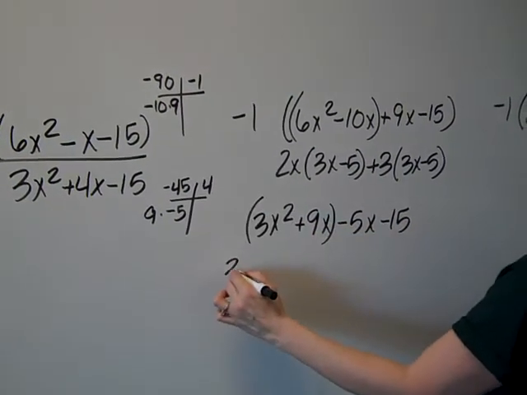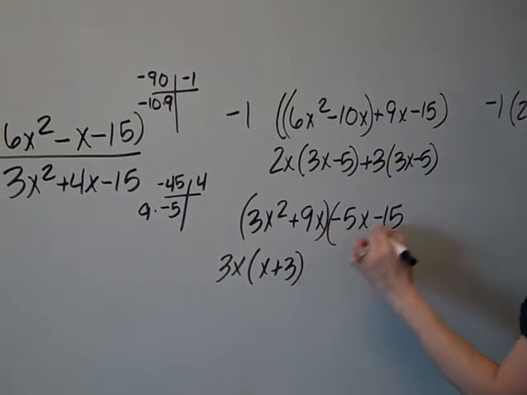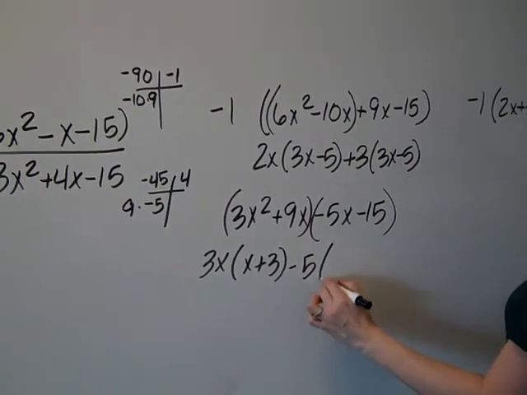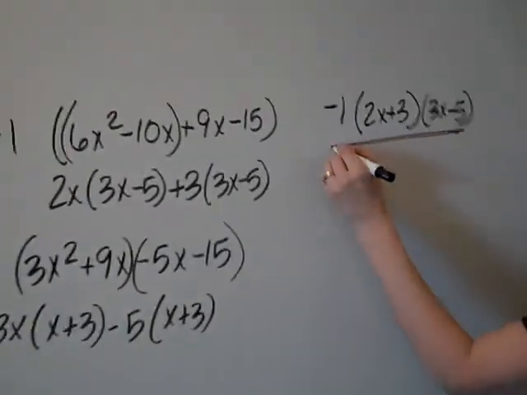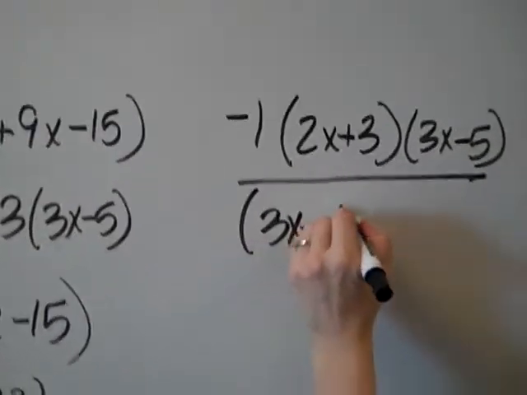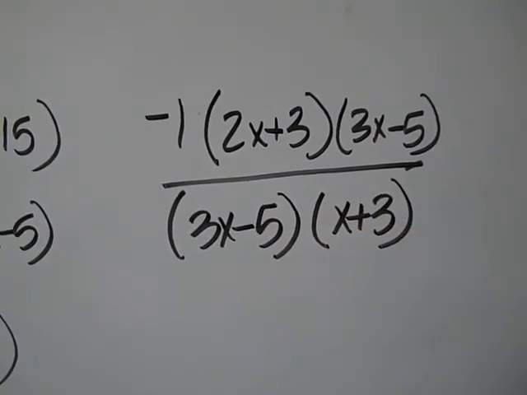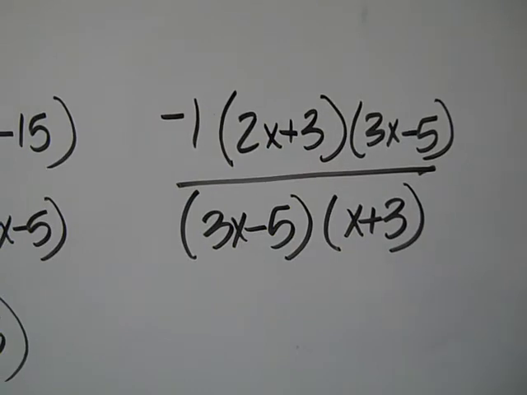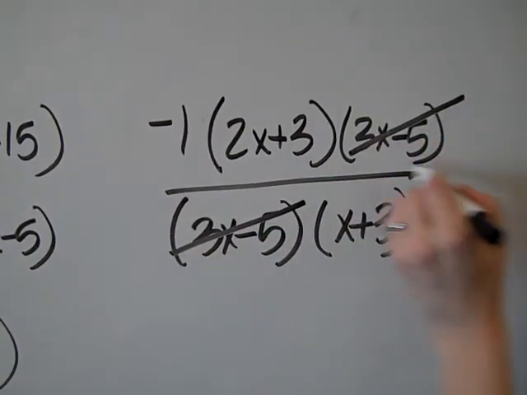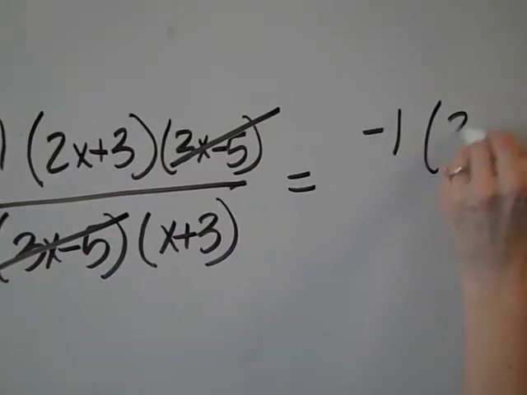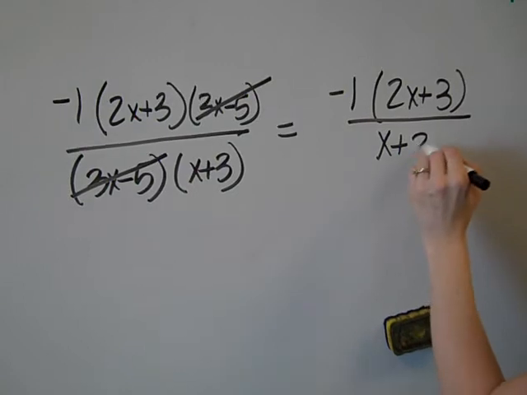Group the first two, get out a 3x, gives me x plus 3. Group the second two, take out a negative 5, which gives me x plus 3. Looking good again, so the bottom of this is 3x minus 5 times x plus 3. Good, we're on to the last step, step 5, which just says simplify our common terms, which be the 3x minus 5. So I'm left with negative 1, 2x plus 3 over x plus 3.